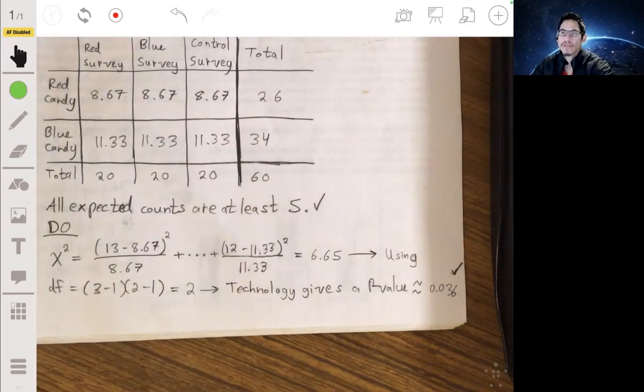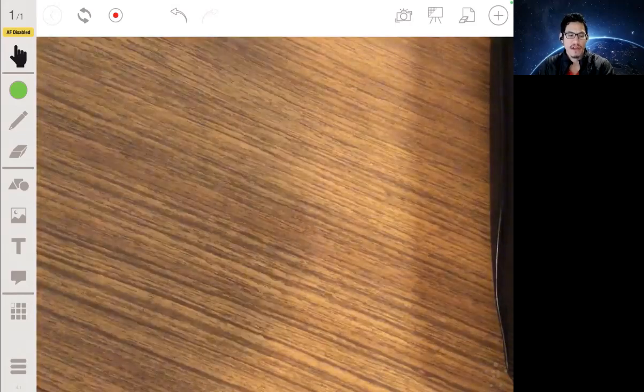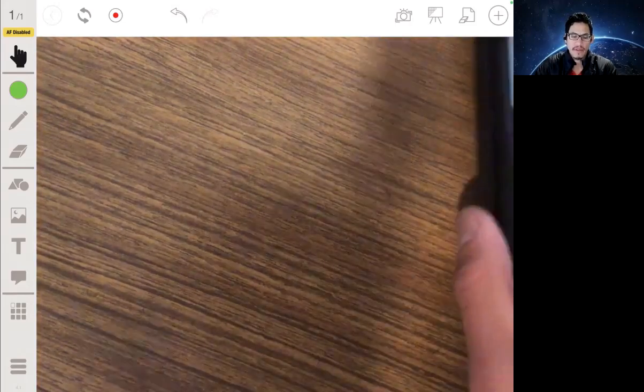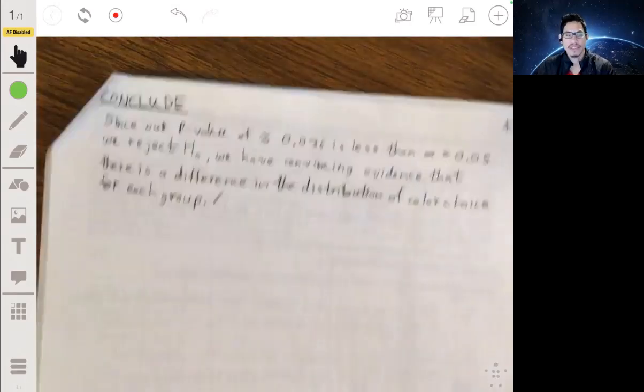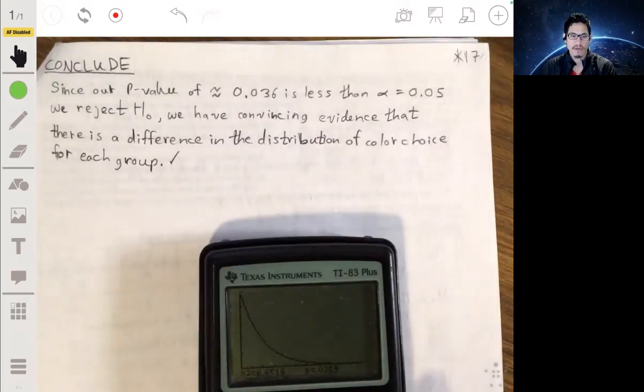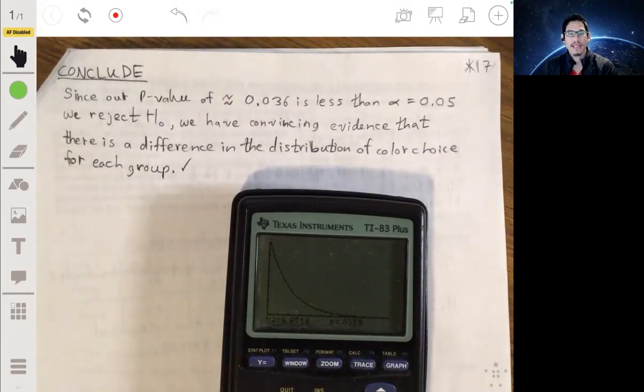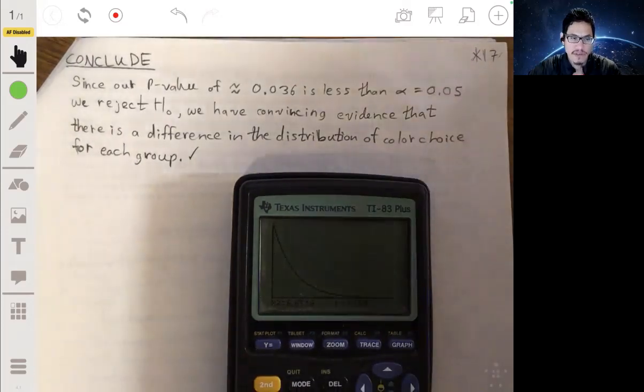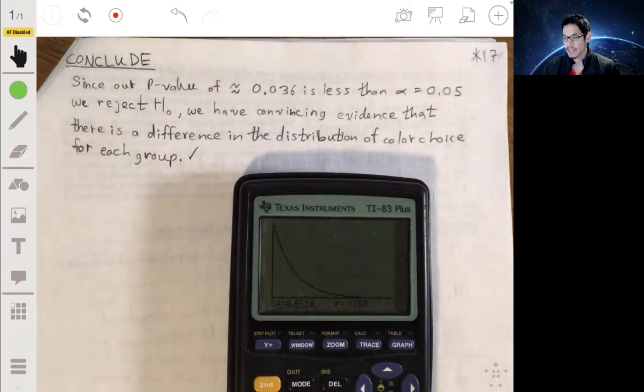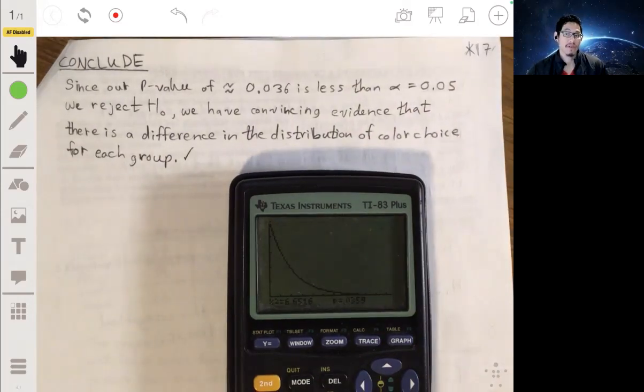So then, since our p-value is less than our alpha of 5%, that means that we're going to reject our null hypothesis. We're going to reject H-naught and say that we have convincing evidence that there is a difference in the distribution of color choice for each group. So we basically are saying that, yeah, it seems like the color survey probably will influence your color choice. That does make sense.